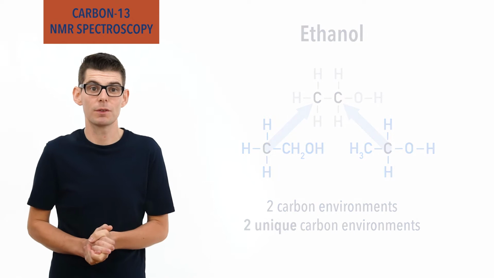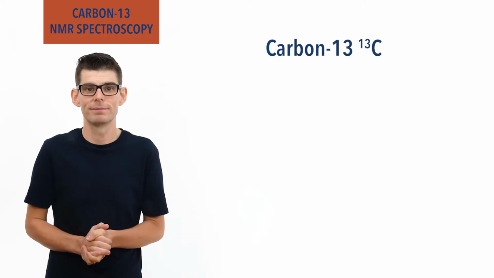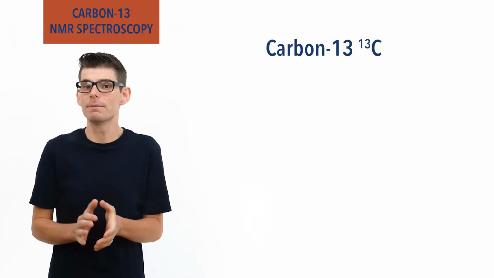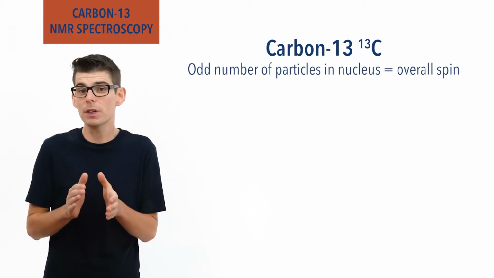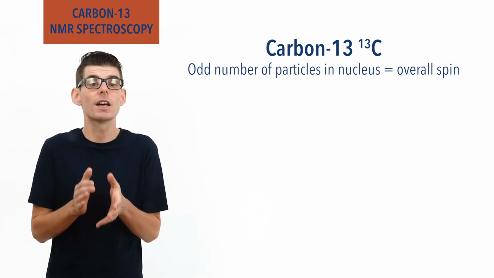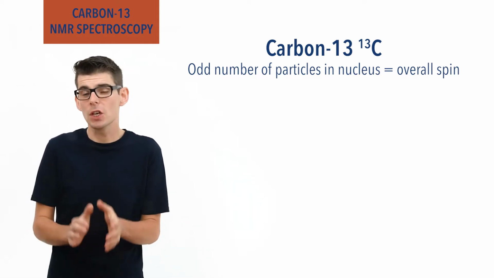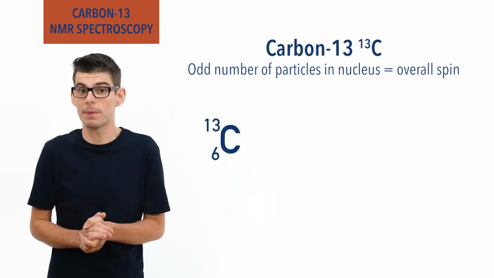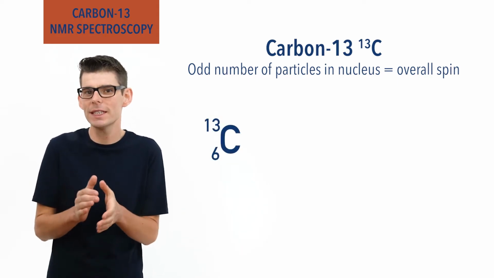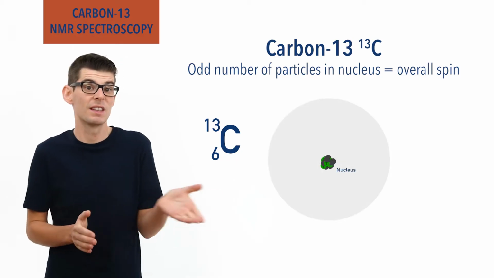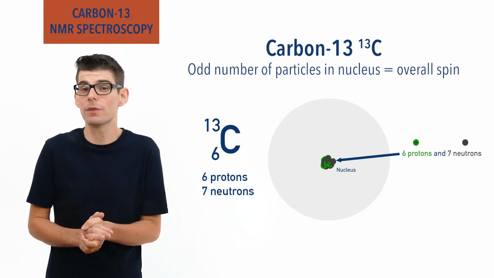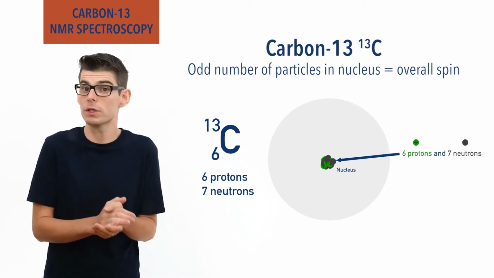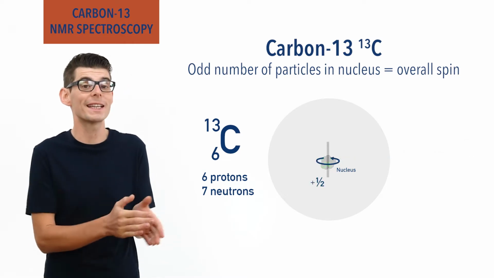Central to Carbon NMR spectroscopy is a naturally occurring isotope of carbon, Carbon-13. When the nucleus of an atom is made up of an odd number of particles, it has an overall spin. This is because the spins of all the particles inside it can't cancel each other out. Carbon-13 is focused on in NMR spectroscopy, as its atoms have 13 subatomic particles in their nucleus, 6 protons and 7 neutrons. As a result, the nucleus of a carbon-13 atom will always have an overall spin of either positive half or negative half.